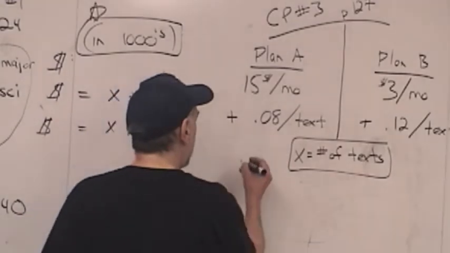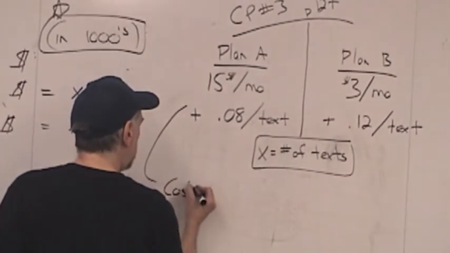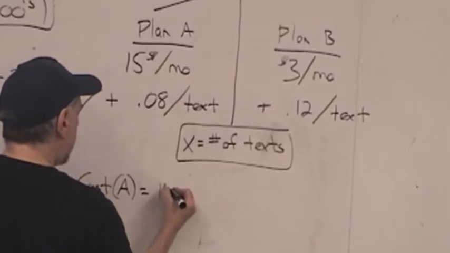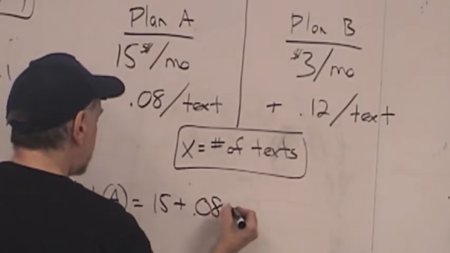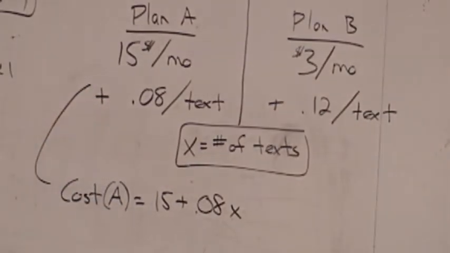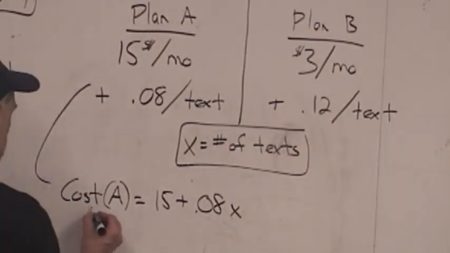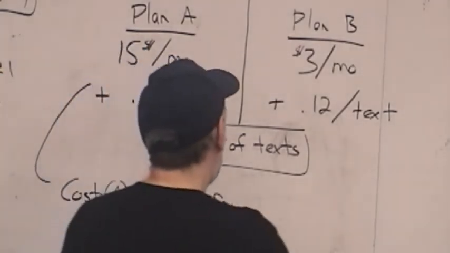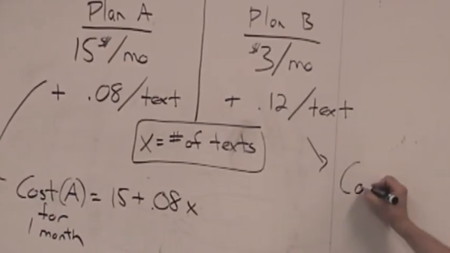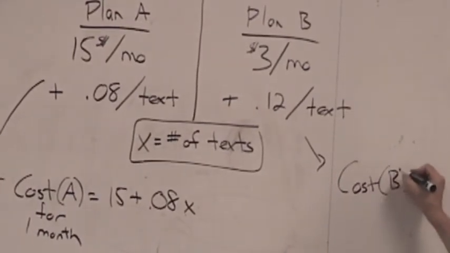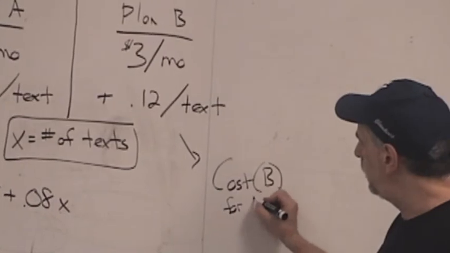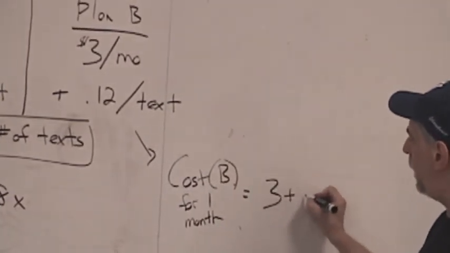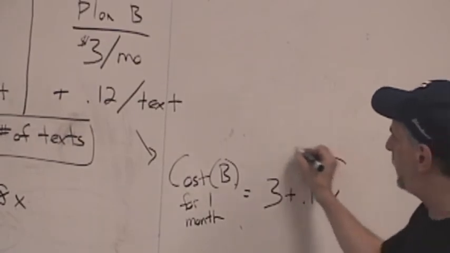say, so we're going to have the cost for plan A is going to be $15.08 per text. Right? That's the cost for plan A for 1 month. And then we're going to compare that to the cost of plan B for 1 month. And that's going to be $3 but 12 cents per text.